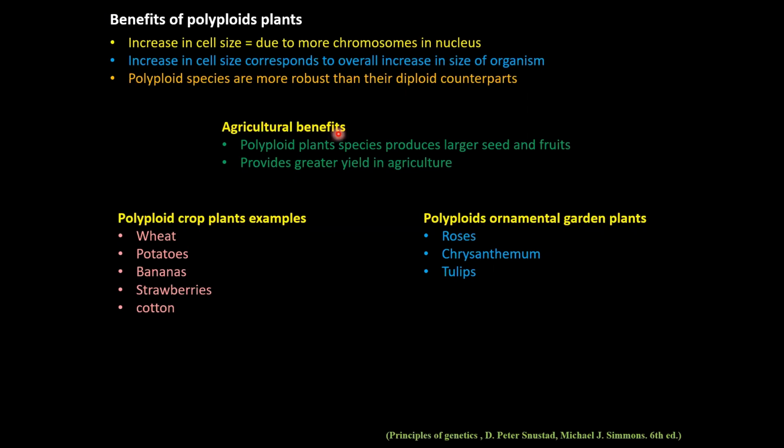It has a practical significance for humans who depend on many polyploid plant species for their food. These polyploid species produce larger seeds and fruits. They have greater yield in agriculture. These are some examples of polyploid plants. Examples of crop plants, and here the examples of ornamental garden plants. Examples of crop plants are wheat, potatoes, bananas, strawberries, cotton, and the examples of ornamental garden plants are roses, chrysanthemum, and tulips.